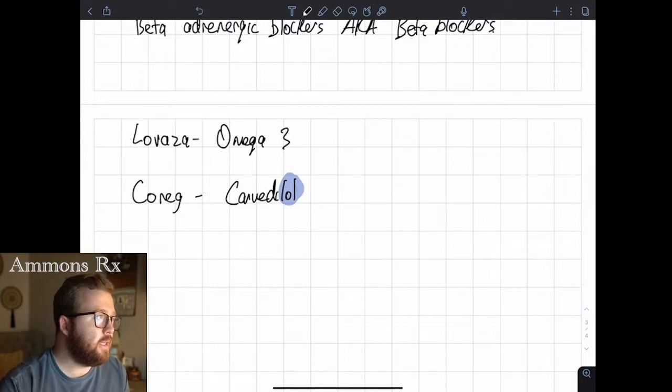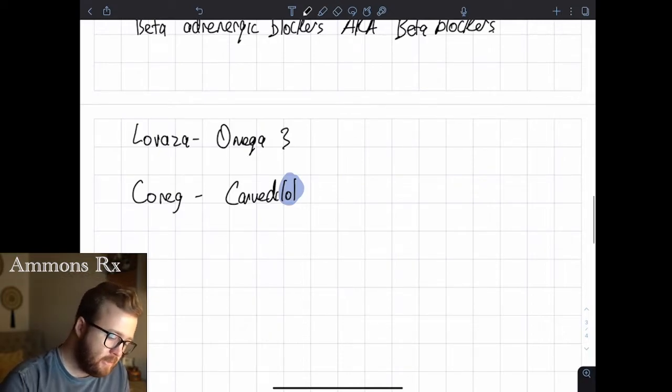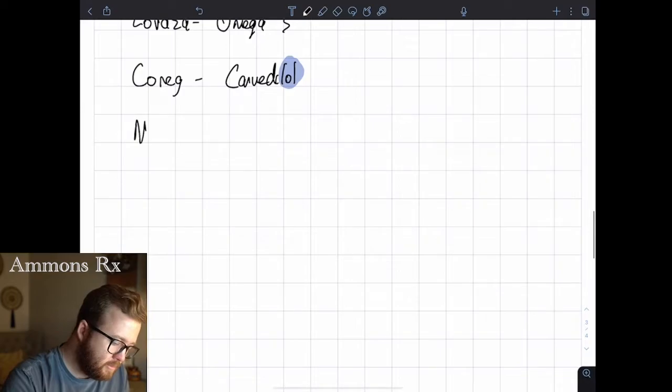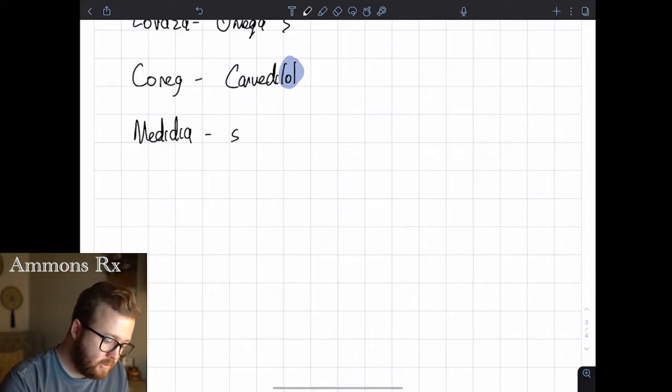This one is a patient struggling with obesity and delivers a prescription for Meridia. Meridia. That is going to be sibutramine. Sibutramine.